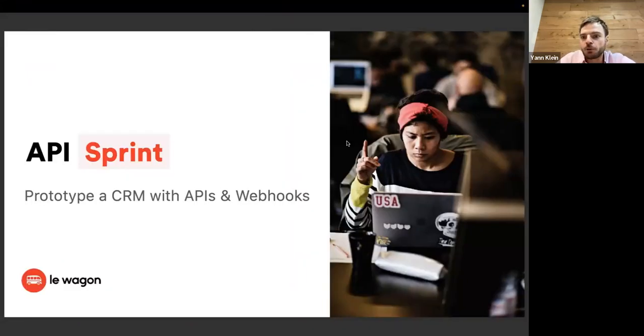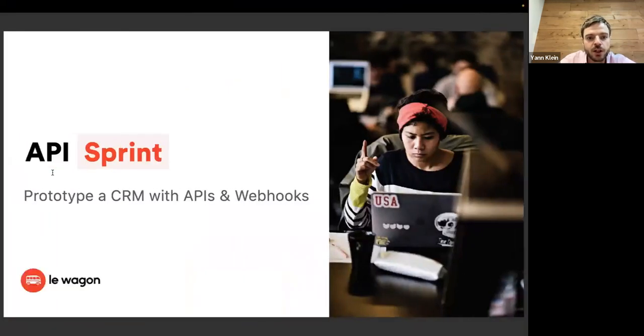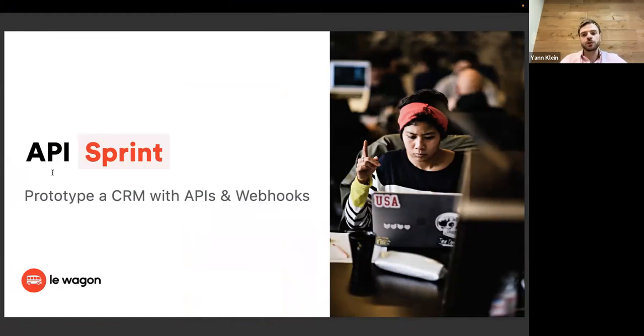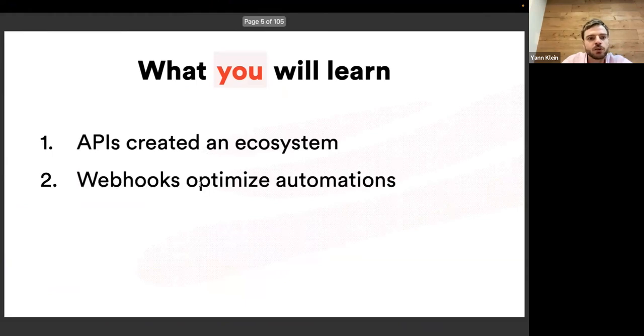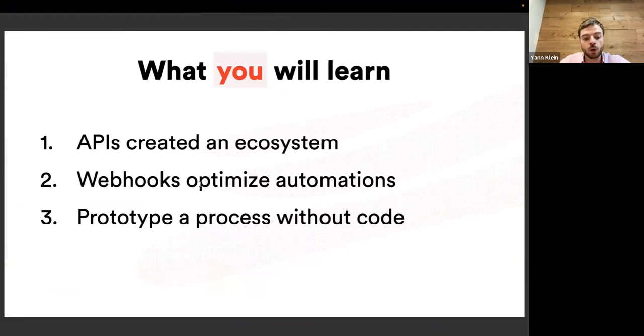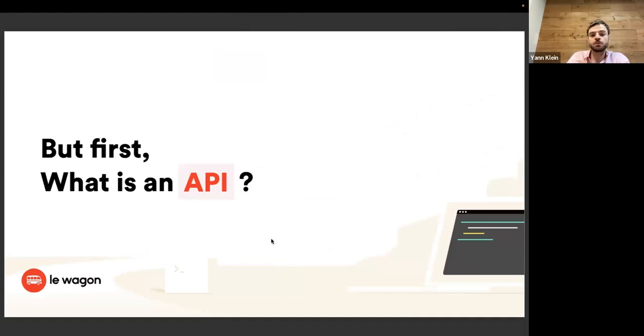So before jumping into this "your turn" area, let me tell you what APIs are and why we're using them on the internet. That's what we talked about: APIs created an ecosystem. We're going to talk about webhooks. We're going to prototype. We're going to build our own API as well at the end of this workshop. But before we go into depth into the slides, I would like to make you feel a little bit what APIs are and why they are needed on the internet.